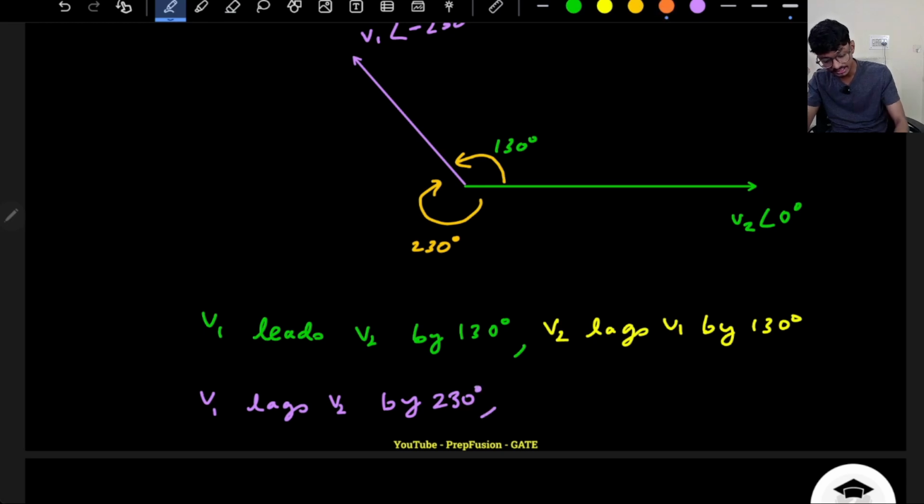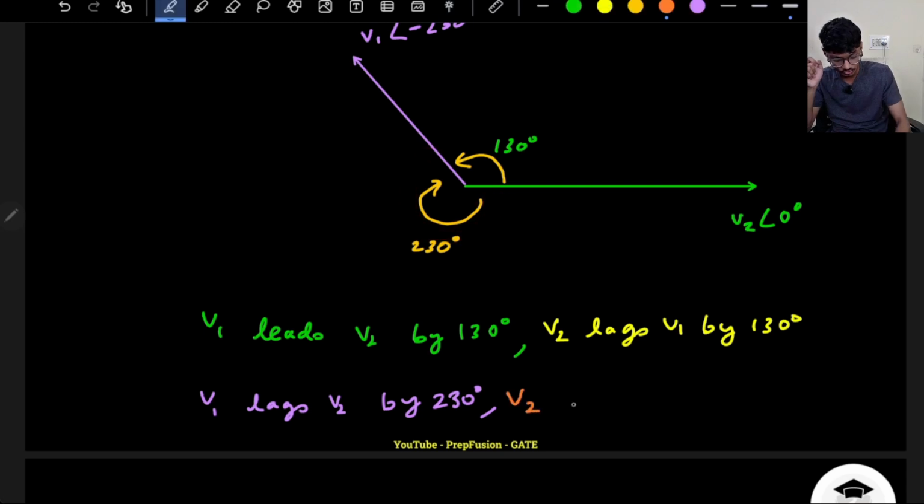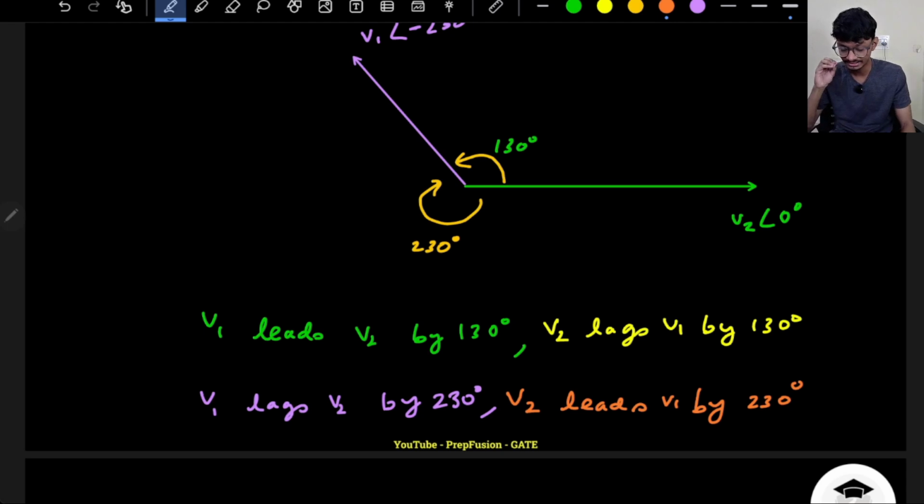Also it can be said that V2 leads V1 by 230 degrees, because if I move from V2 in the anti-clockwise direction, then V2 leads V1 by 230 degrees. Okay, so I hope you understand, right? There is a very high probability that one day an MSQ will be framed from this.